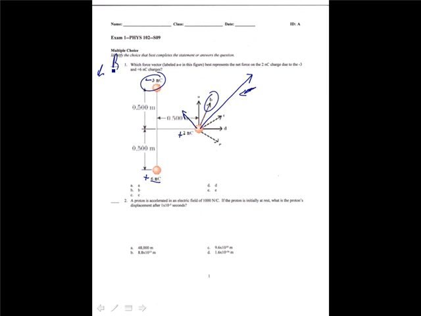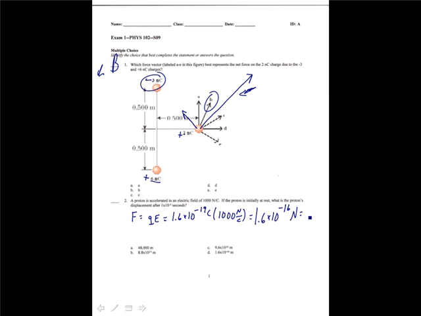A proton is accelerated in an electric field of 1,000 newtons per coulomb. If the proton is initially at rest, what is the proton's displacement after 1 × 10⁻³ seconds? Well, the force is equal to the charge times the electric field. That's the magnitude of the force. This is 1.6 × 10⁻19 coulombs. That's the charge of a proton, and then this is 1,000 newtons per coulomb, which is the electric field, and that gives us 1.6 × 10⁻16 newtons.